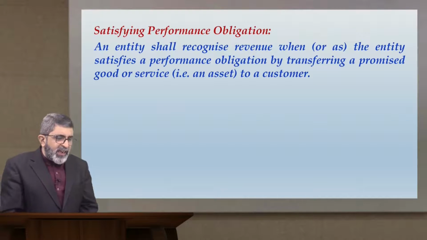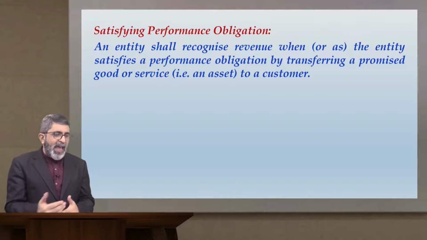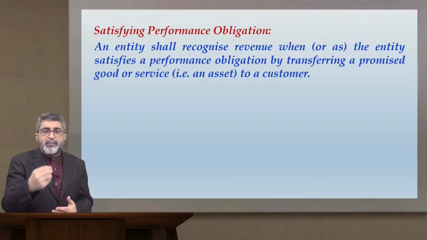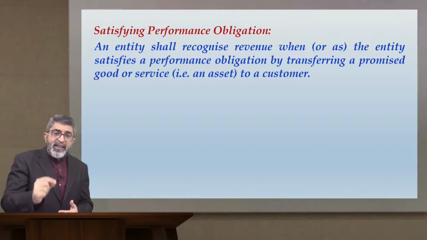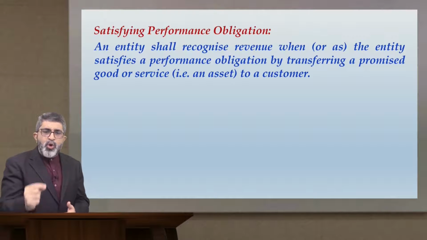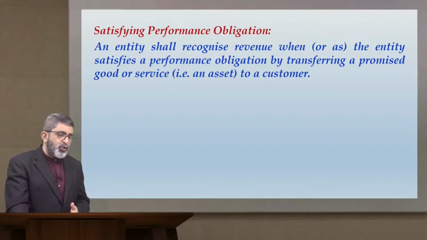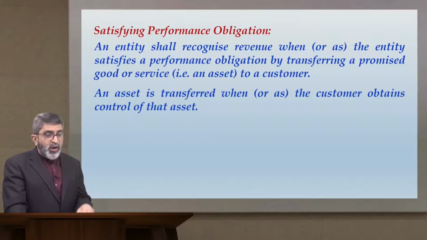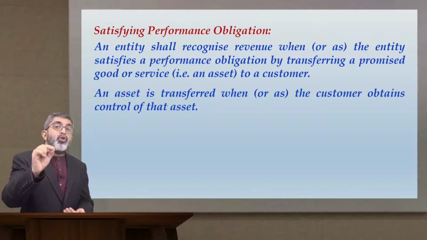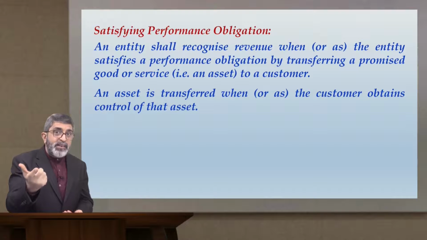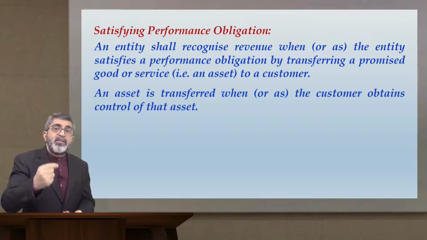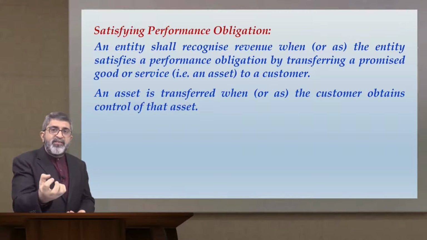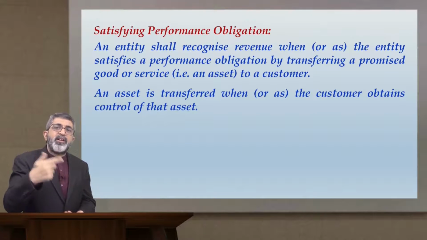An entity shall recognize revenue when or as the entity satisfies a performance obligation by transferring a promised good or service, that is an asset, to a customer. An asset is transferred when or as the customer obtains control of that asset. So this is the key aspect I was talking about. As and when the control is in the hands of the customer, it means the good or service has been transferred.